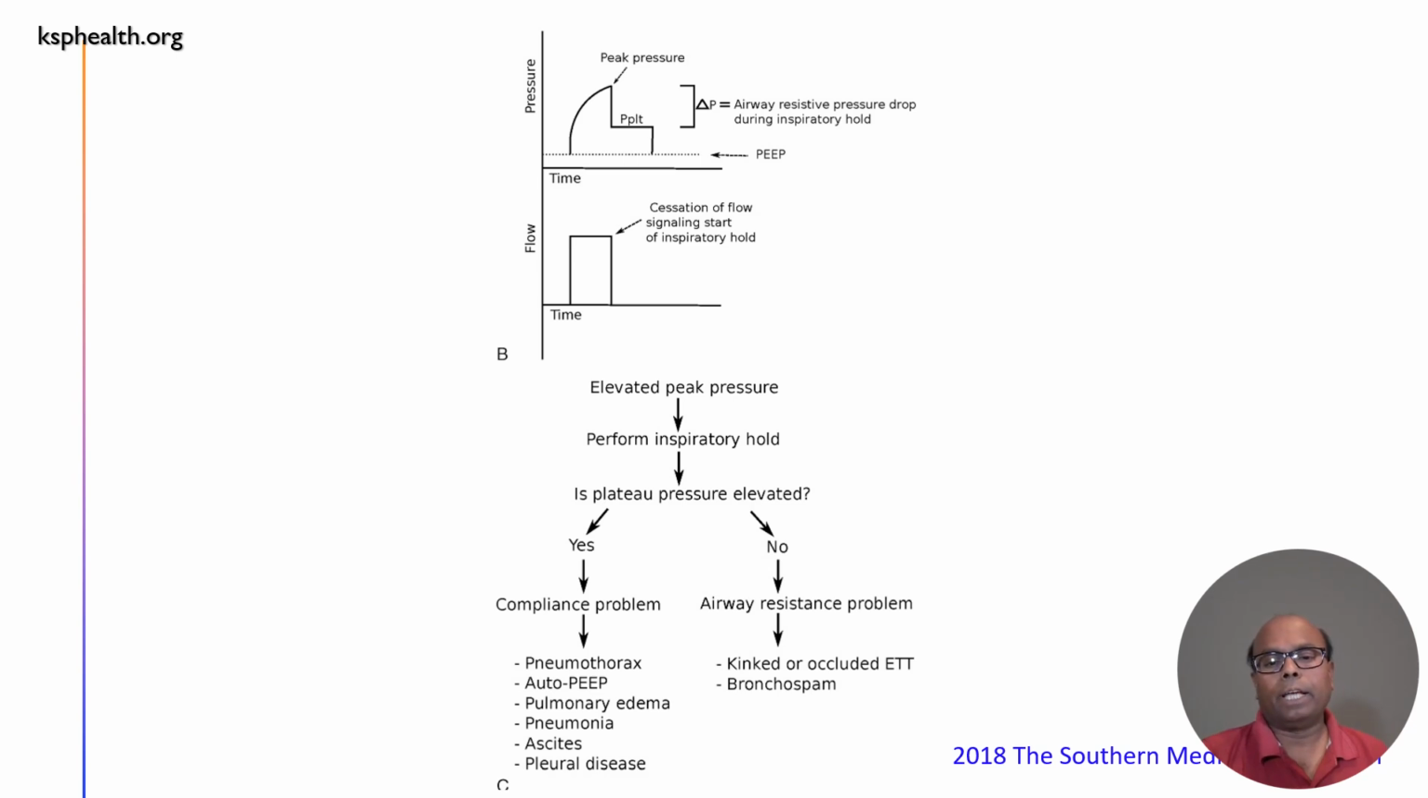The algorithm follows like this. When there is elevated peak pressure, do an inspiratory hold. If the plateau pressure is elevated, most likely we are dealing with a compliance problem. That could be pneumothorax, auto-PEEP, pulmonary edema, pneumonia, ascites, and pleural diseases. If the plateau pressure is not elevated, we are dealing with an airway resistance problem like a kinked or occluded endotracheal tube or bronchospasm.